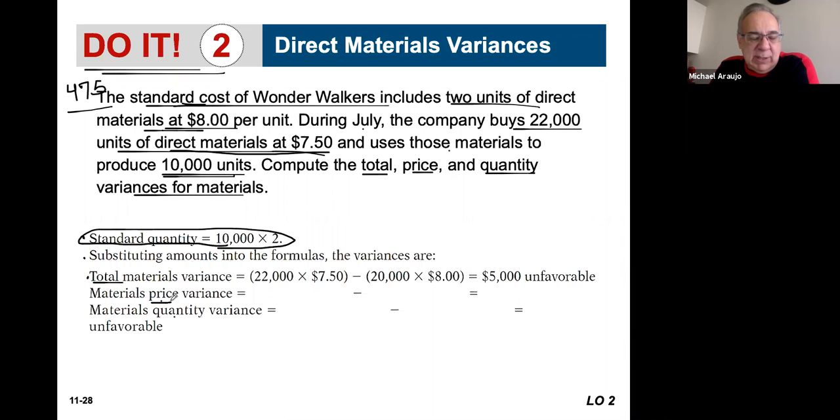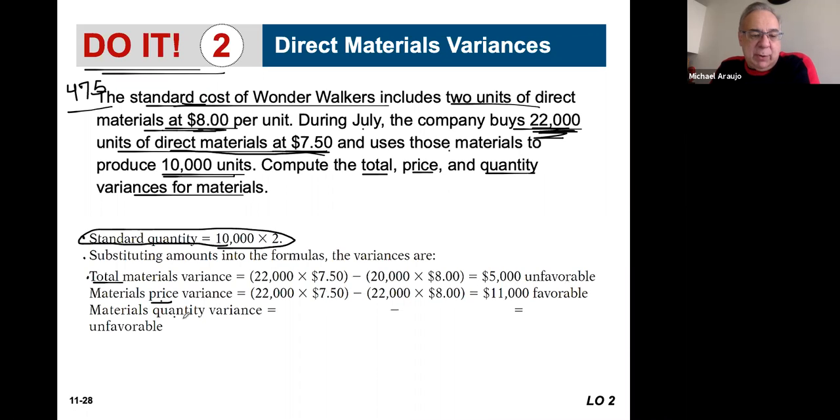Let's take a look at simply the materials price. In this case, we have 22,000 units, this is the actual, times the $7.50, which is the actual price. And we're going to subtract out the 22,000 units, which is actual, times the $8, which is the standard cost. When we do that, we'll see that we actually had $11,000 favorable. Say 50 cents per unit.